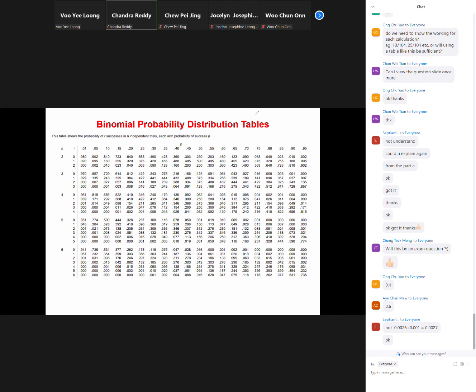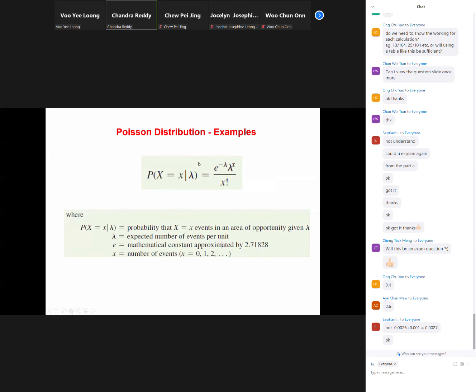I clear this. So then I move on. The next one is the Poisson's distribution. For Poisson's distribution, what is required is lambda, which is the expected number of events. Depending on the problem, we can calculate Poisson's distribution. Just for recap, I give you the formula and the description for this.